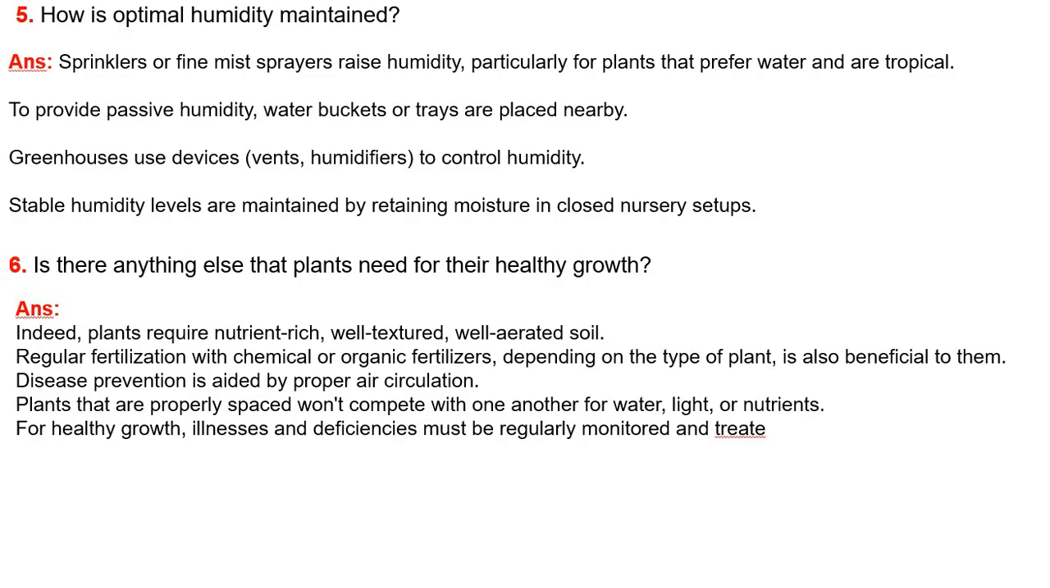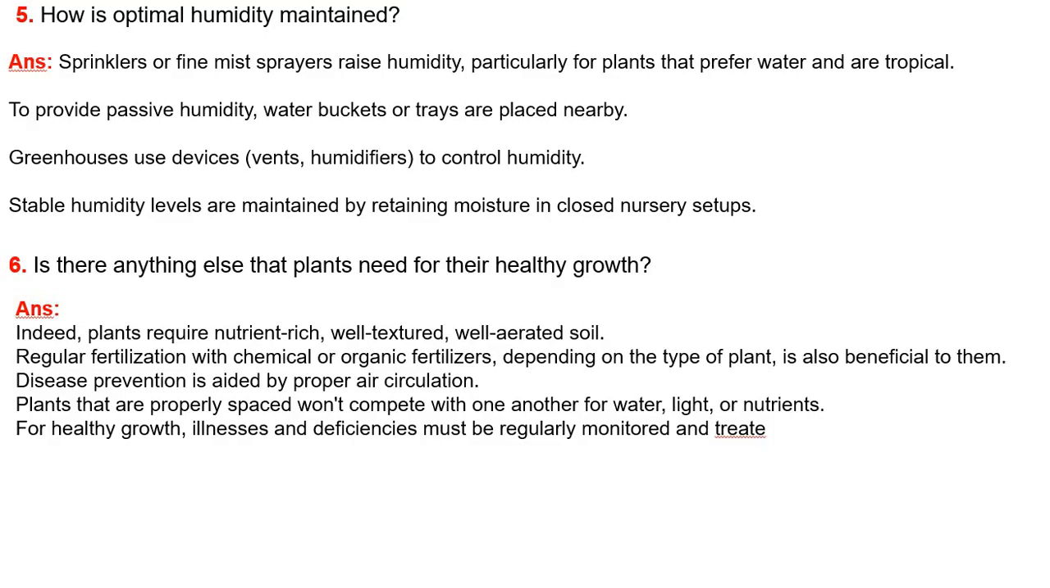How is optimal humidity maintained? Sprinklers or fine mist sprayers raise humidity, particularly for plants that prefer water and are tropical. To provide passive humidity, water buckets or trays are placed nearby. Greenhouses use devices, vents or humidifiers to control humidity. Stable humidity levels are maintained by retaining moisture in closed nursery setups.